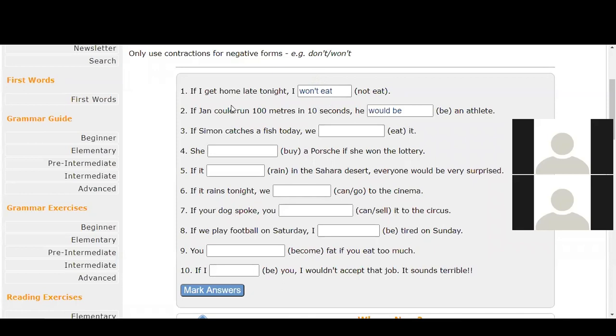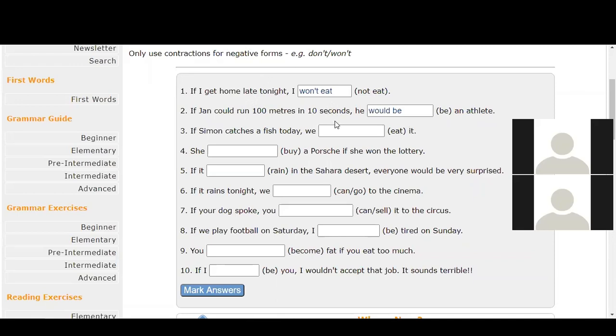So I can say if Jan could run. But what if I use the first conditional and I say, if Jan can run 100 meters in 10 seconds, he will be an athlete. Does it change the meaning a lot? It does, right? I can do it. And then it would mean that there is a possibility. So that means, I guess, that Jan would be preparing for this kind of activity. He would be training every day and trying to be much faster than he is.